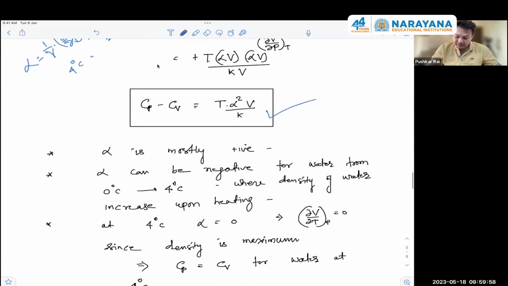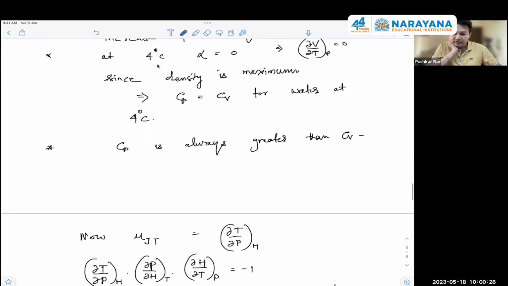Okay. So alpha is mostly positive, but only in the case of water, it can be negative. But still Cp will always be greater than Cv. If somebody asks you, will Cp always be greater than Cv? Yes. Because alpha may be negative, but alpha square will always be what? Positive. V is also positive. K is also positive. So definitely Cp will always be greater than Cv. So these things are also covered. I've written all these points. Quickly go through it and you will get it.